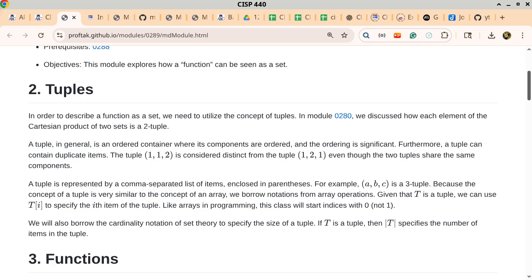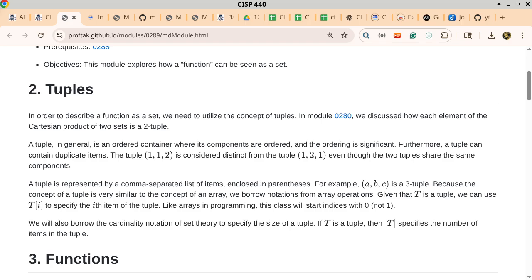So a tuple is an ordered container where its components are ordered. So that means the tuple 1, 1, 2 is different from the tuple of 1, 2, 1. Now this example also shows you that you can have duplicate values in a tuple where you cannot have duplicate values in a set. So it serves to differentiate tuples from a set in two ways. One, ordering is important because 1, 1, 2 is not the same as 1, 2, 1. And then the second one is you can have duplicate values in a tuple. And the best way to think about tuples is it is just an array.